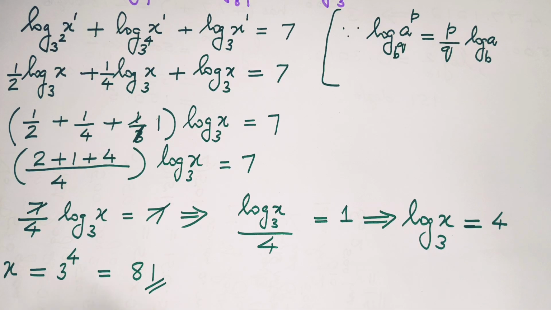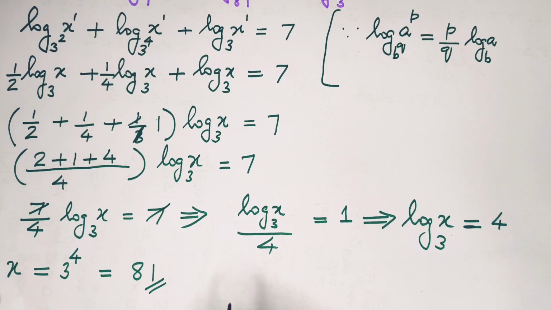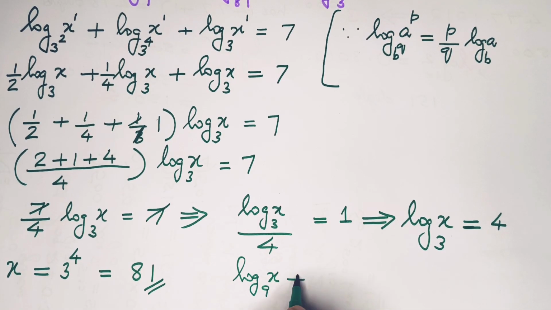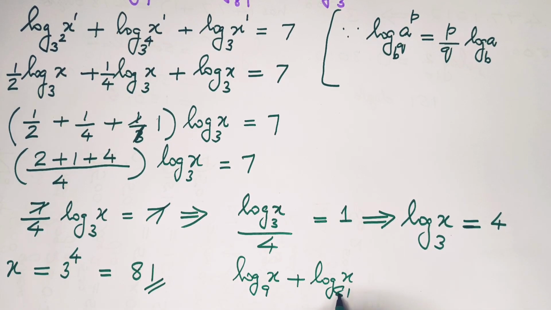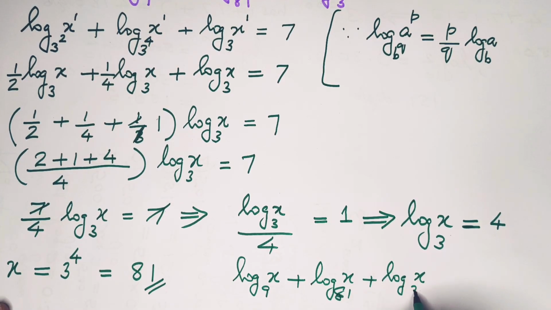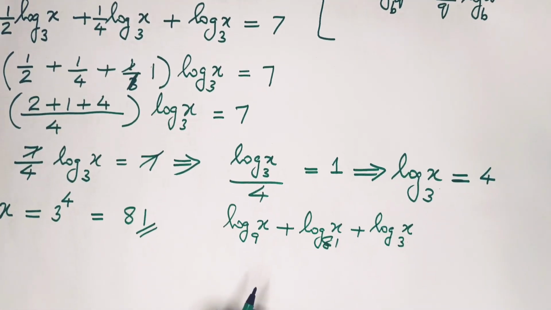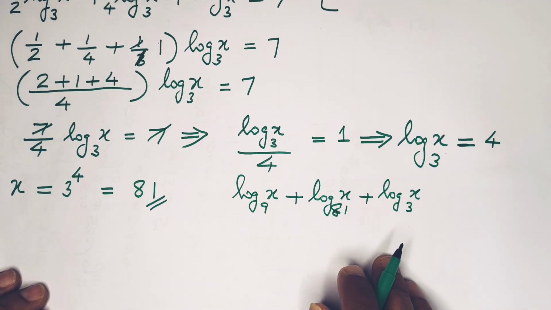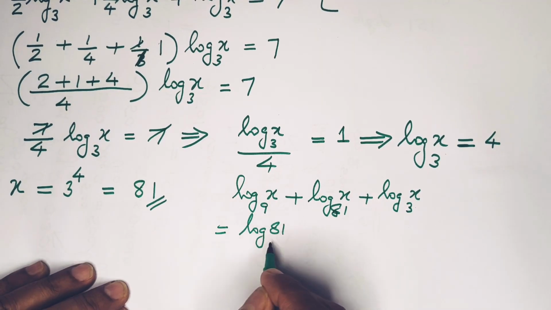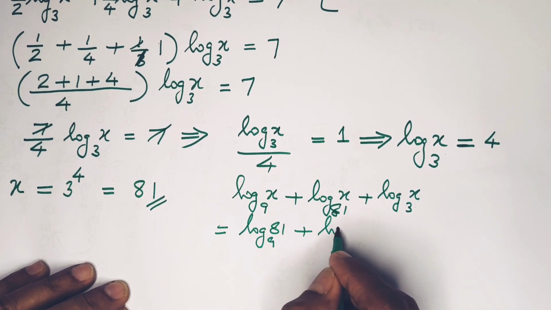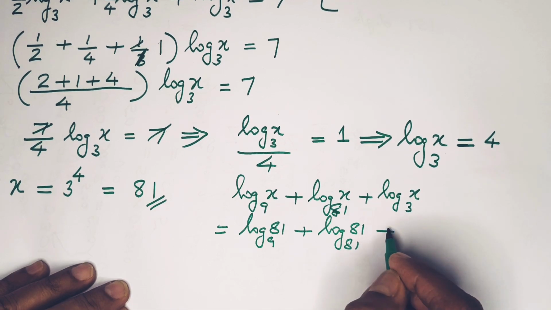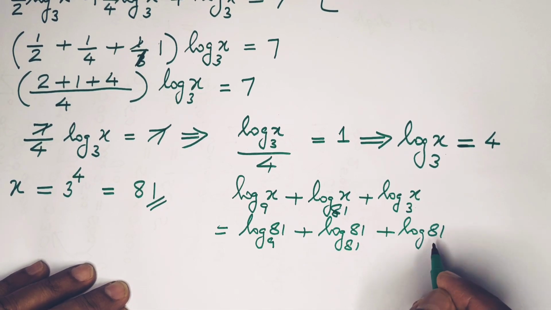Now to verify whether we got the correct solution, all you need to do is just plug in x equal to 81 in the given equation. So let me rewrite the left side of the equation. This is the given equation: log x to the base 9, log x to the base 81 plus log x to the base 3. This is the left side of the equation. Plugging x equal to 81 in this equation, you get log 81 to the base 9 plus log 81 to the base 81 plus log 81 to the base 3.